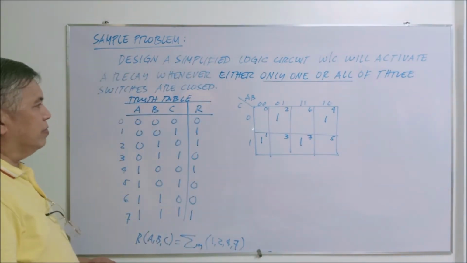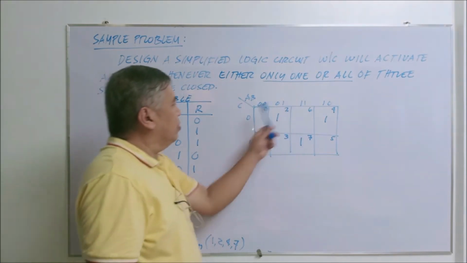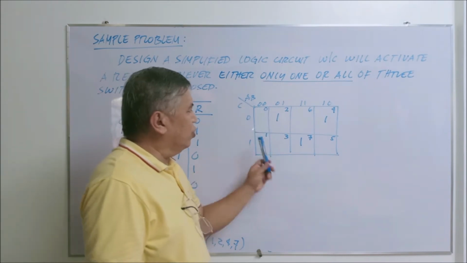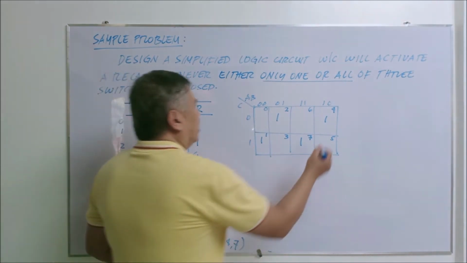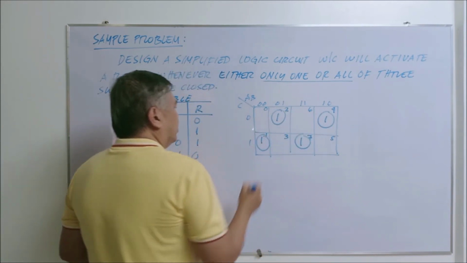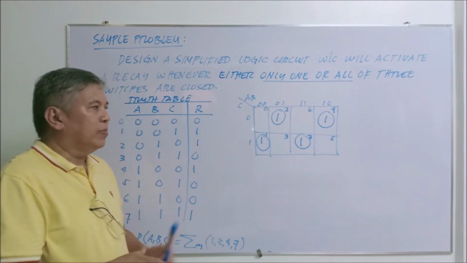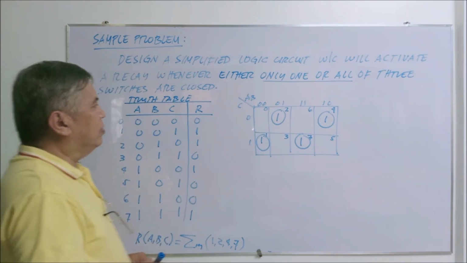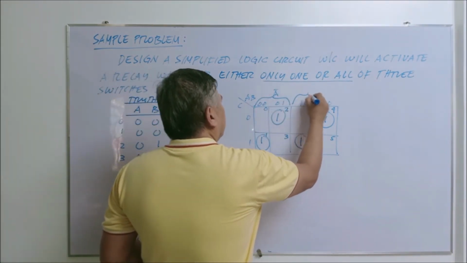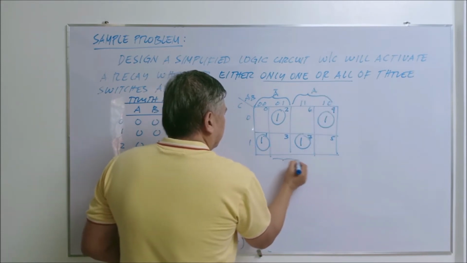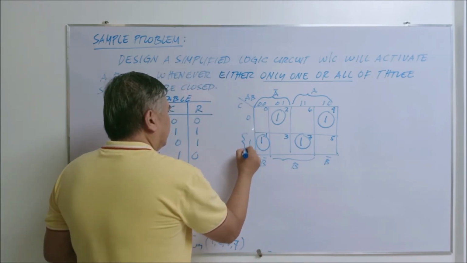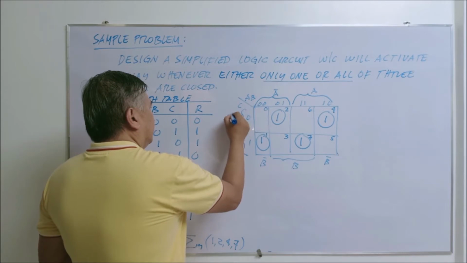If you notice, there are no adjacent cells here, no 4 adjacent cells and no 2 adjacent cells. In other words, these are individually grouped, because the cells have no adjacent cells. So this one here is under A bar, and this is under A, this is under B, B bar, B bar, C, C bar.